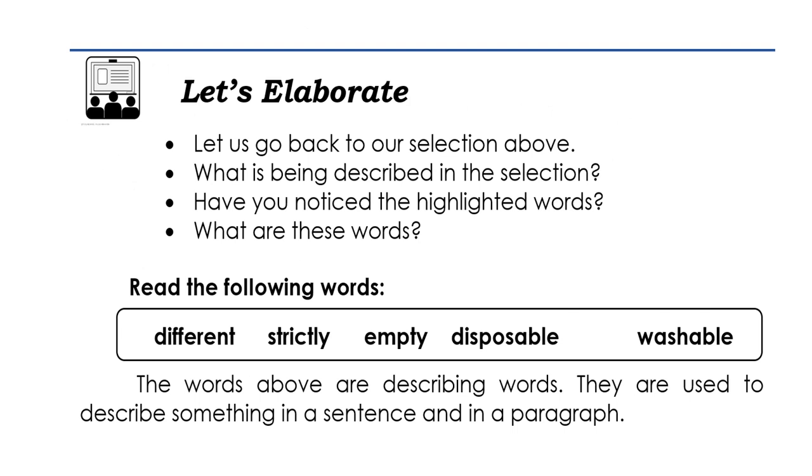Let's elaborate. Let us go back to our selection above. What is being described in the selection? Have you noticed the highlighted words? What are these? First, different, strictly, empty, disposable, washable. The words above are describing words. They are used to describe something in a sentence and in a paragraph. Right?